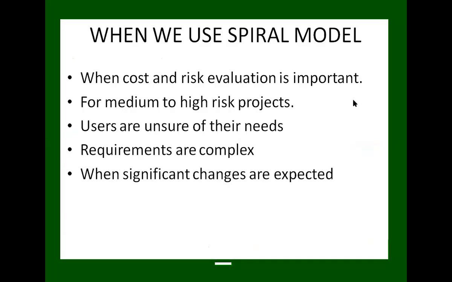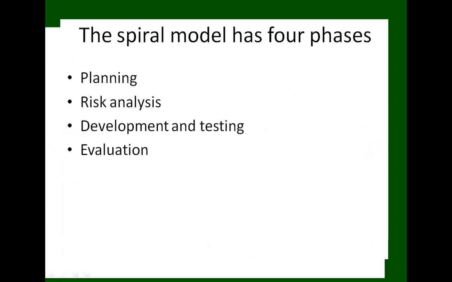Yesterday we discussed the spiral model. A spiral model has 4 phases: planning, risk analysis, development and testing, and evaluation. So in each phase we repeat all these tasks.